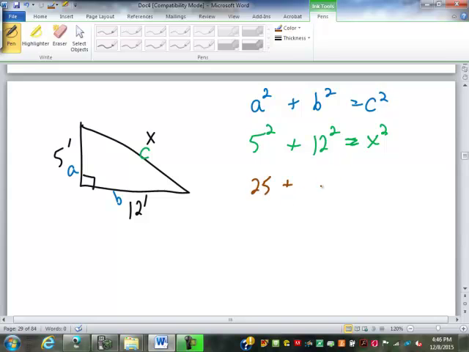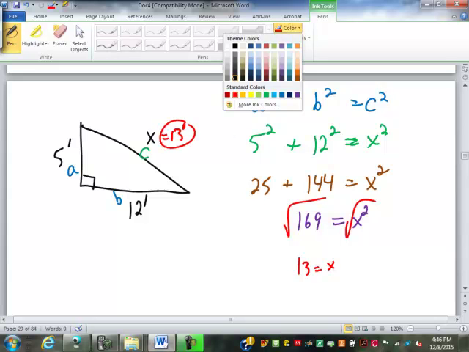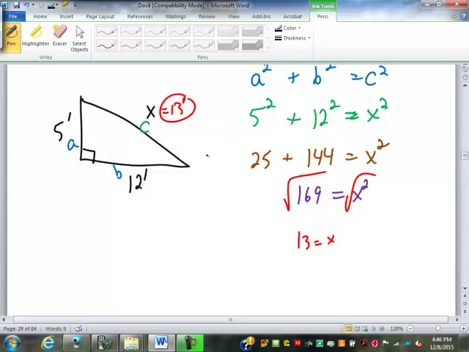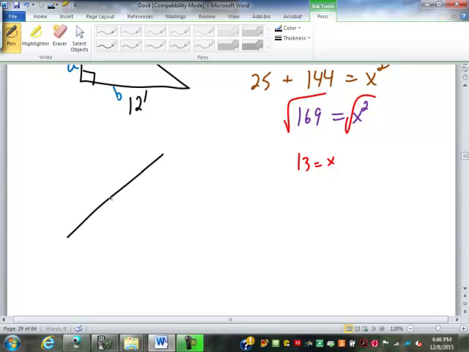5 squared is 25. 12 squared is 144. We add those to get 169, and then take the square root to get X equals 13. What do you think? Good stuff? In your notes, find X in that triangle.